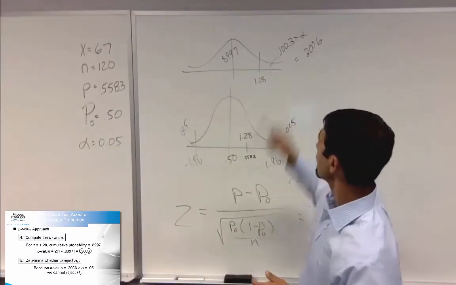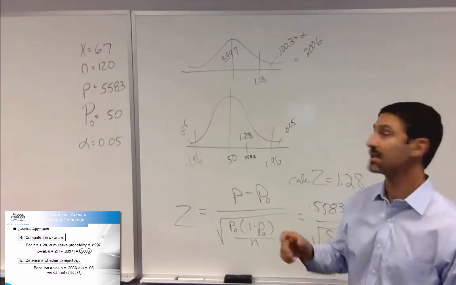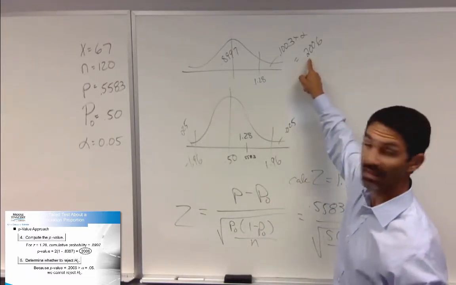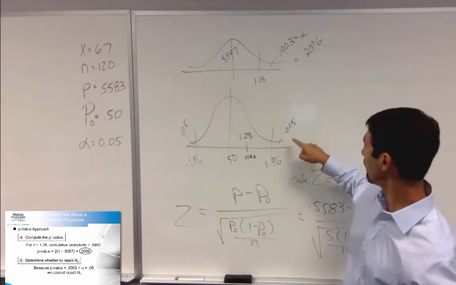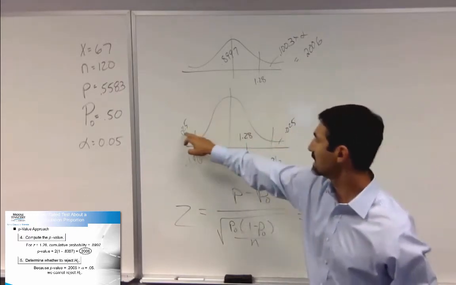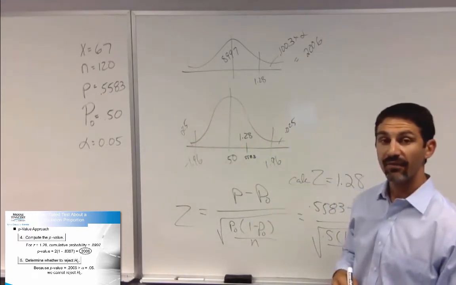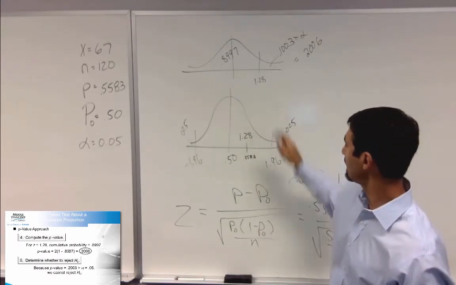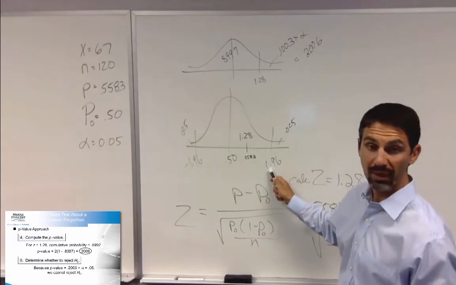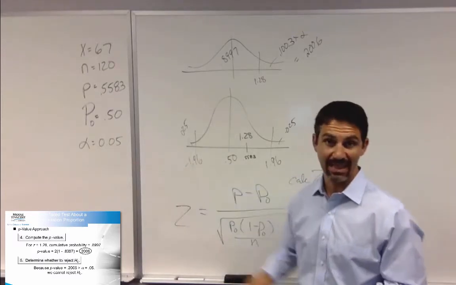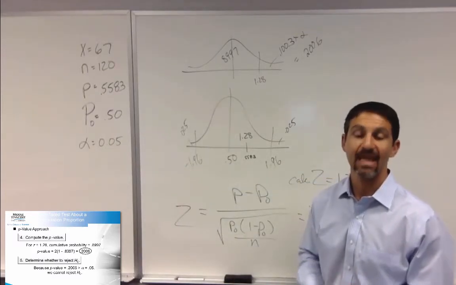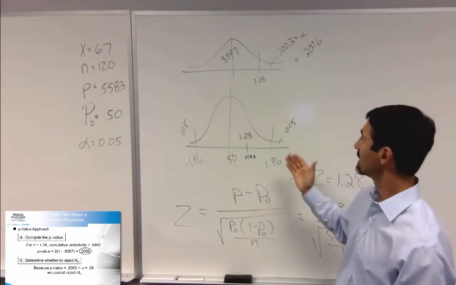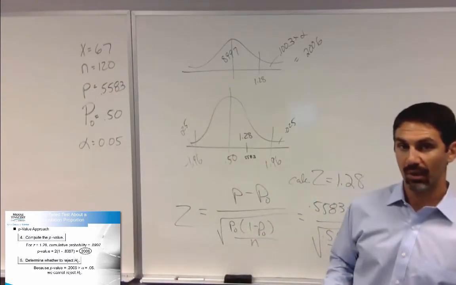So that p-value in this case is definitely larger than 0.05, which again is these two tails together. Therefore, it's not significantly different. And the 1.28 is not greater than 1.96, and it's not less than negative 1.96. Therefore, it's not significantly different than 0.5.